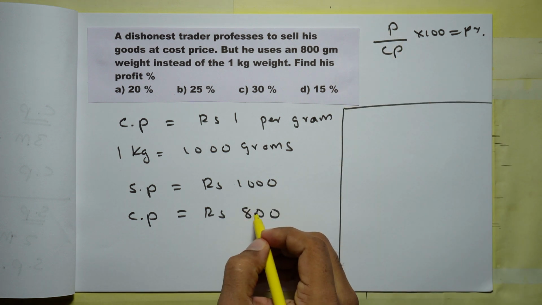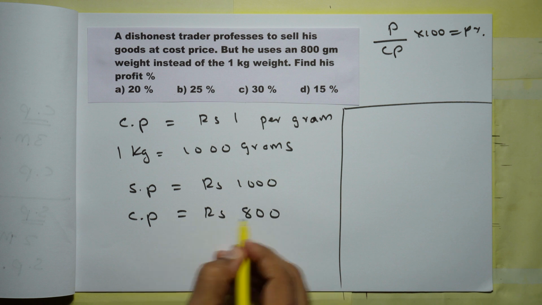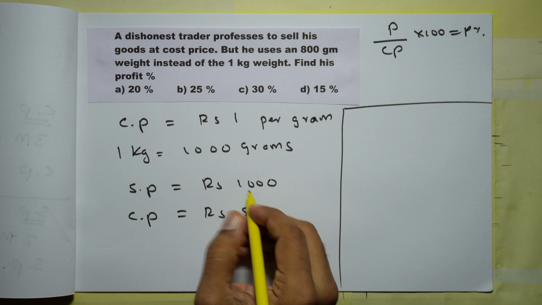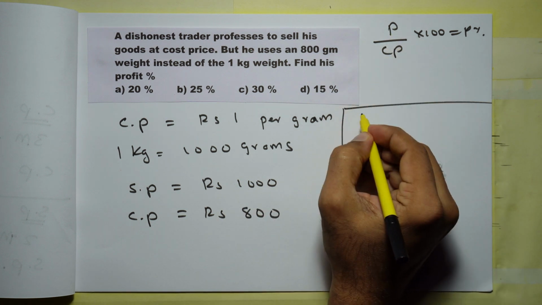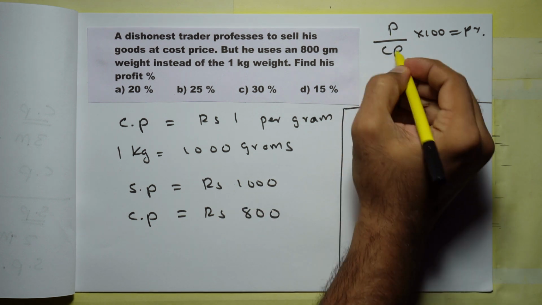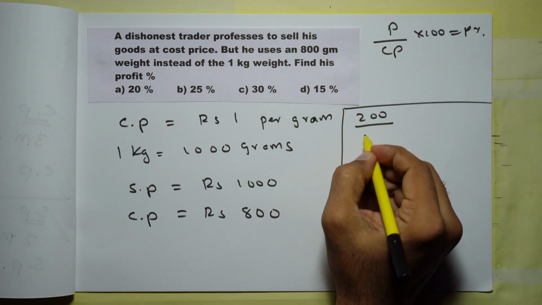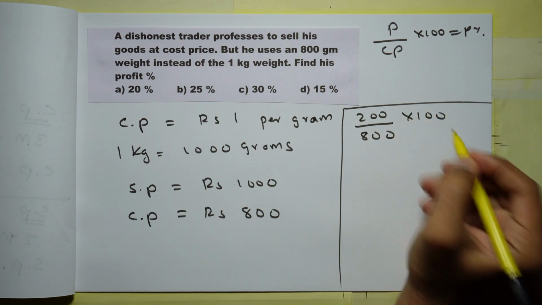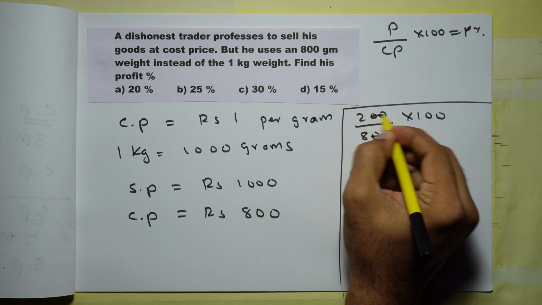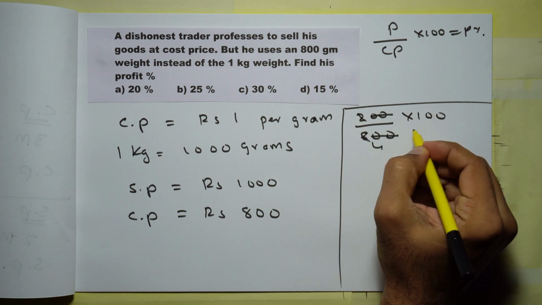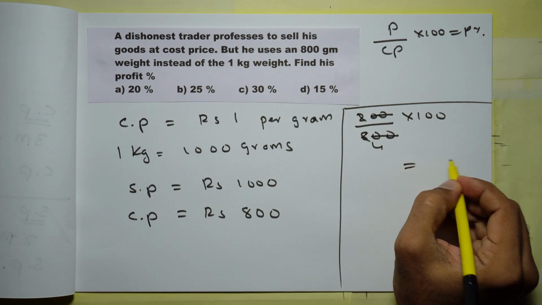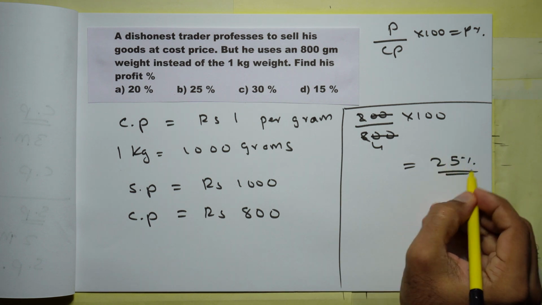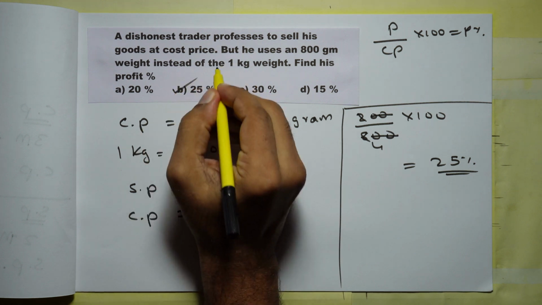Now profit is SP minus CP. SP is 1000 minus CP is 800. His cost price is 800. He is selling it at 1000. So 1000 minus 800, profit is rupees 200. Out of CP. CP is rupees 800. His cost price is 800. Into 100 gives you profit percentage. I'll cancel out the zeros here. 2 divides 4 times. So 100 by 4. 100 by 2 is 50. By 2 is 25. So his actual profit percentage will be 25% profit. That is option B.